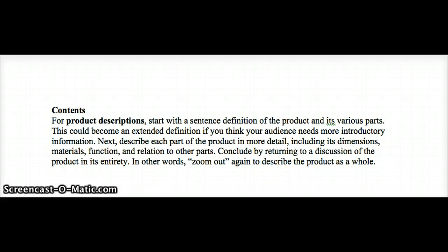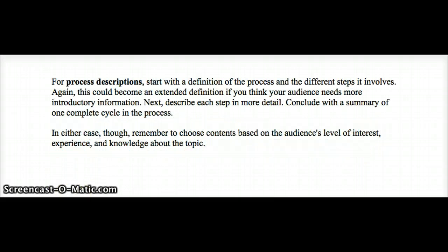This is important here because sometimes students start off with a definition, they write about their particular product and do so in a piecemeal fashion, so they're talking about specific parts, and then they just stop. So you really need to have that nice content balance where you're starting by talking about the entire product, you focus in on the details and the parts and whatever you want to describe, and then you come back out for a nice conclusion. You'll do much the same for a process description, so I won't go into detail here. Start with a definition, use the description to describe each step of the process in detail, and then conclude with a summary of a complete cycle in the process.